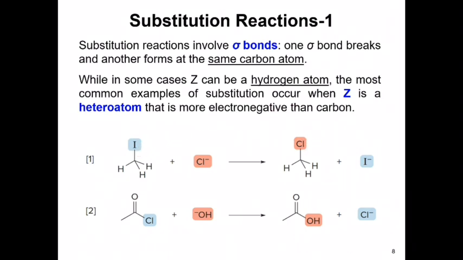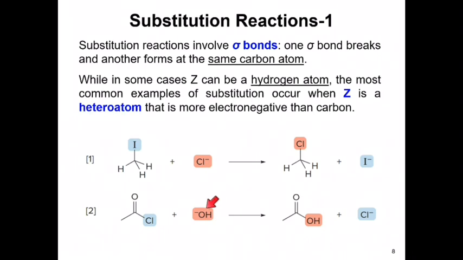The most common examples of substitution reactions actually occur when Z is a heteroatom rather than a hydrogen atom. And the reason behind this is because heteroatoms are typically more electronegative than carbon. Here's an example. We have a chlorine atom that's bonded to a carbon, and this carbon is double bonded to an oxygen atom. So it makes this carbon atom extremely electron deficient.